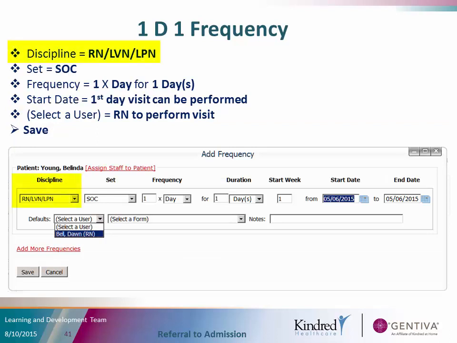First, in the Discipline field, use the drop-down menu and select RN, LVN, LPN. In the Set field, use the drop-down menu and select SOC for Start of Care. In the Frequency and Duration section, enter the frequency 1 time a day for 1 day.